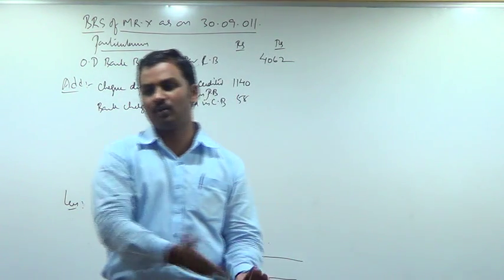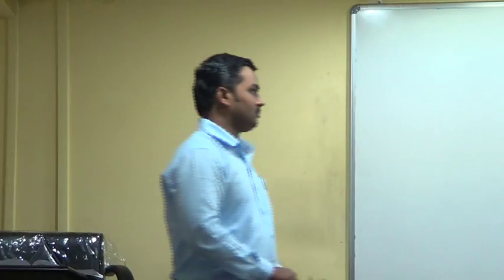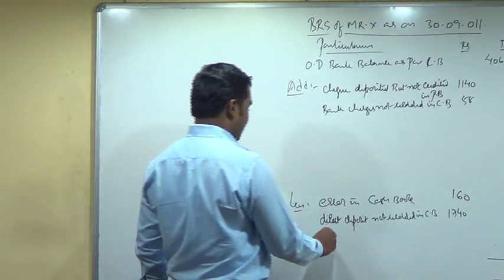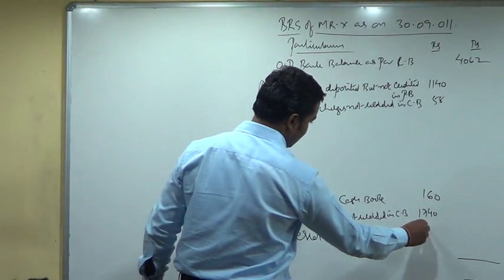What should I do to the cash book to make it equal? Less. What should I do to this to make it equal? Less. Again, error in passbook. How much?